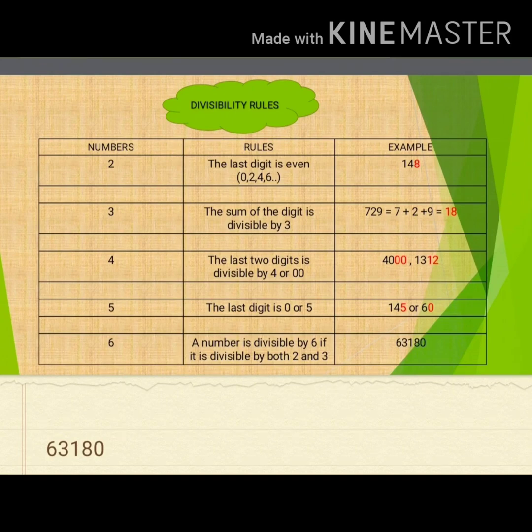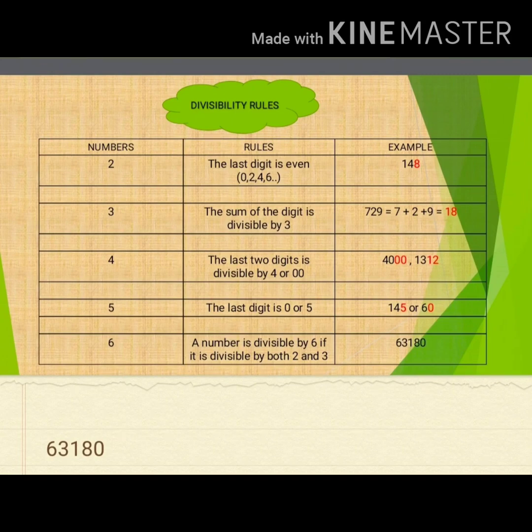Divisibility rule for 3. The sum of the digits is divisible by 3. Example 729. When I add up the digits, I get 18 and 18 is divisible by 3. Divisibility rule for 4. The last two digits are divisible by 4 or are 0, 0. Example 4000, example 1312. If you observe the last two digits, we have 0, 0 and 12 is divisible by 4.